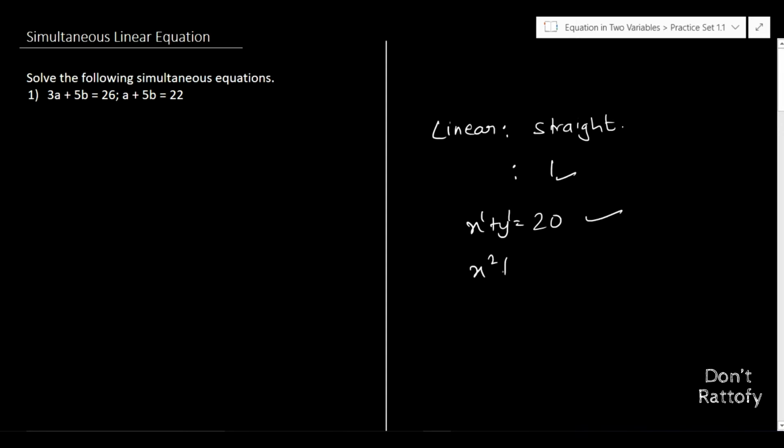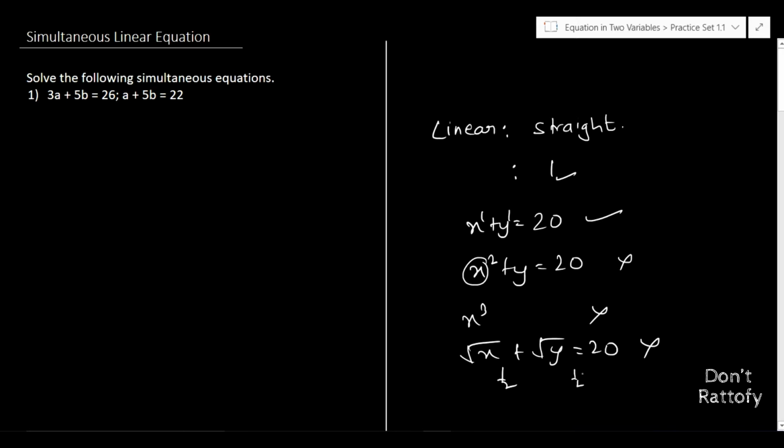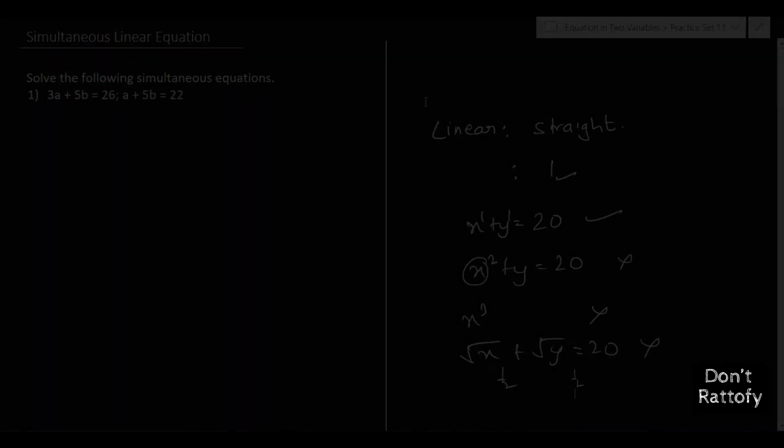But if I say x square plus y is equal to 20, here the power of x is 2, so this is not a linear equation. Similarly, if I say x raised to 3, then again it is not. If I say under root x plus under root y is equal to 20, then also it is not, because the power here will be 1 by 2. So a linear equation is something which has the highest power as 1.